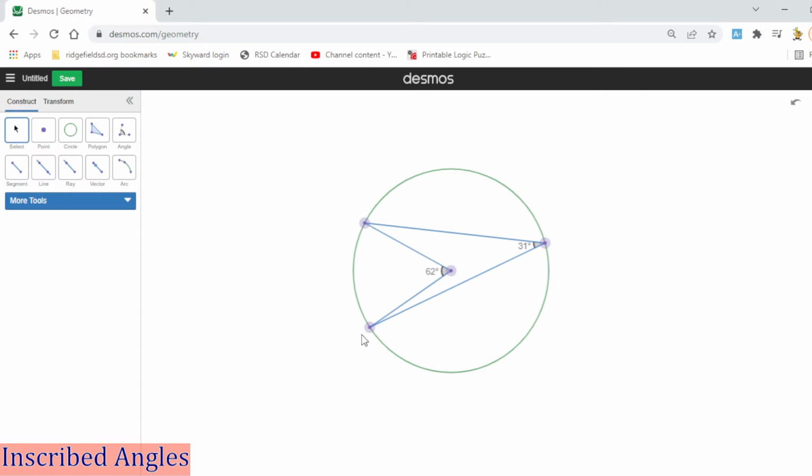That's really cool. That's neat. Additionally, if I were to make the central angle a little bit bigger, say I make it up to 90 degrees, notice how the inscribed angle also grows, and it remains exactly half the measure of the other angle.